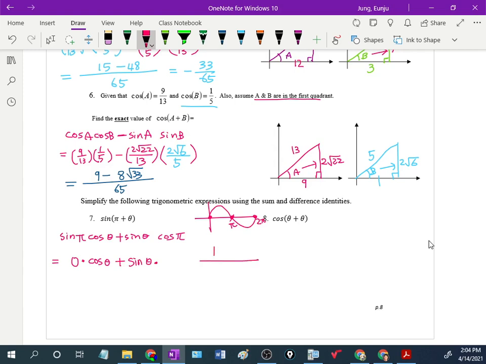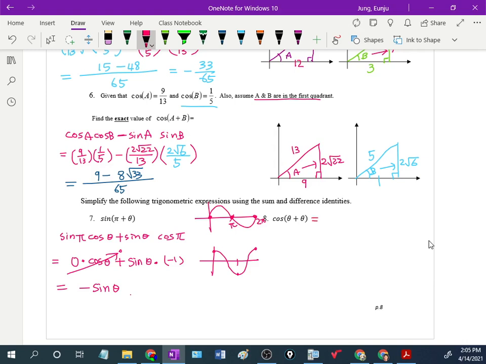Do you remember cosine pi? Start from the peak, going back, and then come back here. So cosine pi was -1. So what do we get from this? So this will be negative sine theta. Negative sine theta.